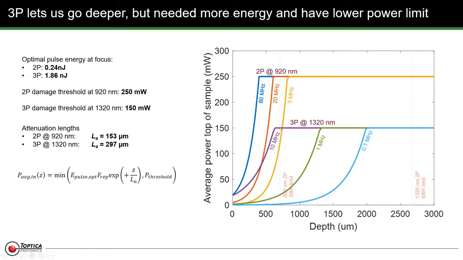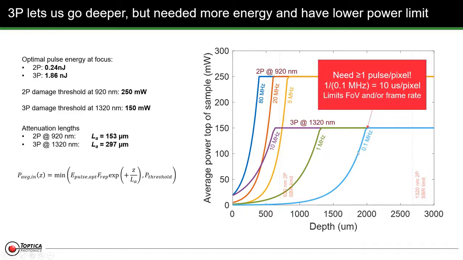But even then, you're going to have to scale your repetition rate to get lower. An issue, of course, with scaling your repetition rate is that the time between pulses is the inverse. So basically, your period between pulses is the inverse of your repetition rate. If you have a 100 kilohertz repetition rate to get really deep down into the brain, then that's going to be 10 microseconds per pixel, which is going to limit your field of view and/or your frame rate.